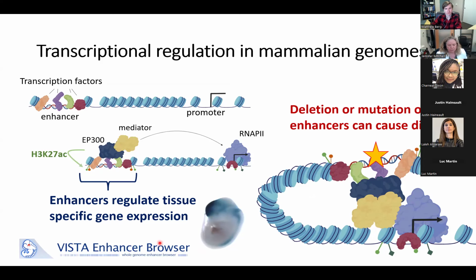And I wouldn't be talking to you today if these enhancers didn't have a really important role in cell homeostasis, development, and also causing disease. And we know this because deletion or mutation of enhancers can cause diseases and also lead to developmental phenotypes. And we know that this is actually quite widespread from a large number of genome-wide association studies.